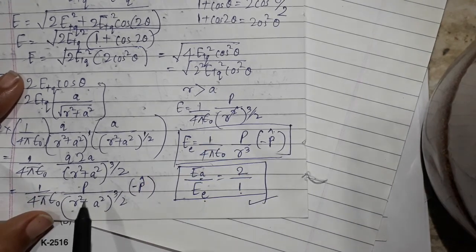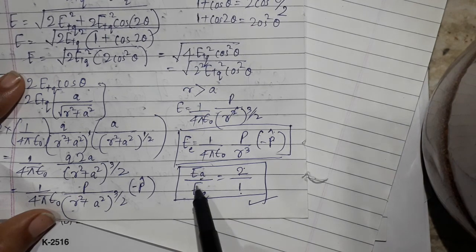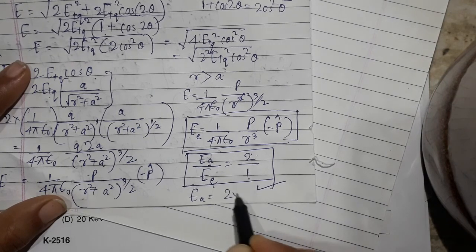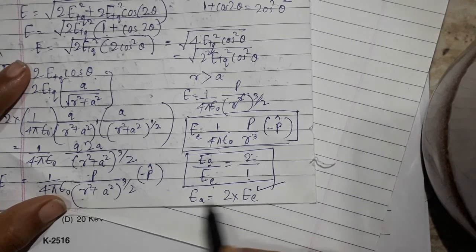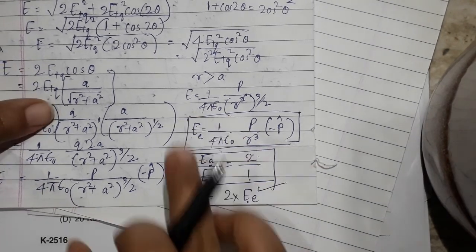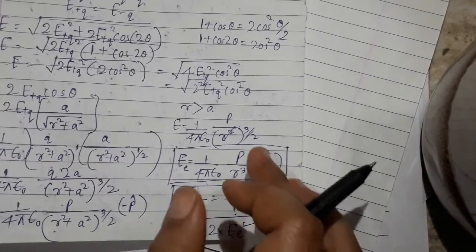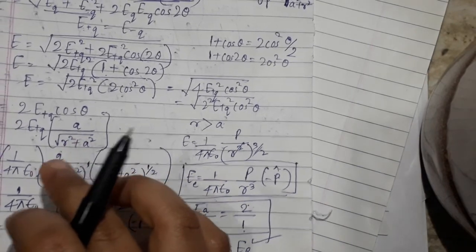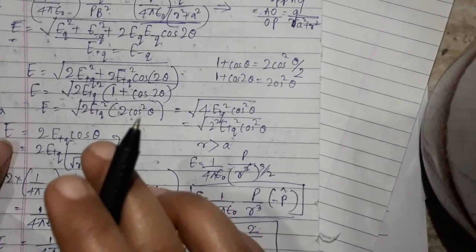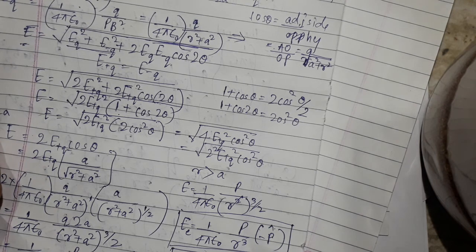You can say that the electric intensity at a point on the axial line of a dipole is twice the electric field at a point on the equatorial line. So EA is equal to twice the equatorial line electric field. From this derivation, a CET question like this can arise. After this I have one more point to explain, which is the dipole in a uniform electric field, that is torque. I will explain torque, and after that I will explain Gauss law and its applications.